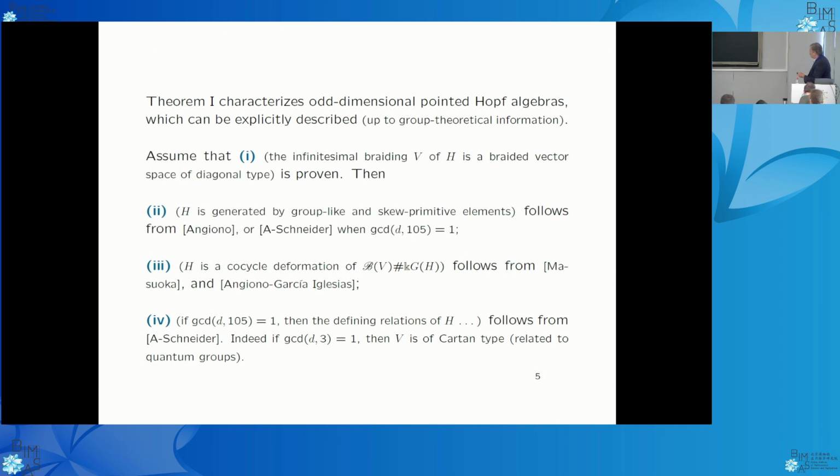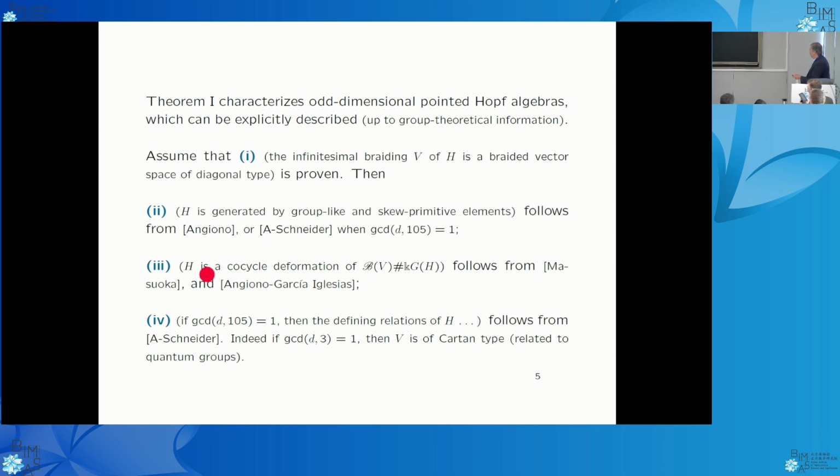Now, how do we prove this? Suppose that you have proved item 1, which says that the infinitesimal braiding is a braided vector space of diagonal type. If this is proved, then it follows from results of Andruskiewitsch, or in a particular case by Schneider and myself, that H is generated by group-like and skew primitive elements. So item 2 follows from 1 and previous results.